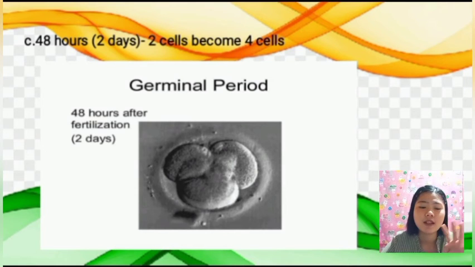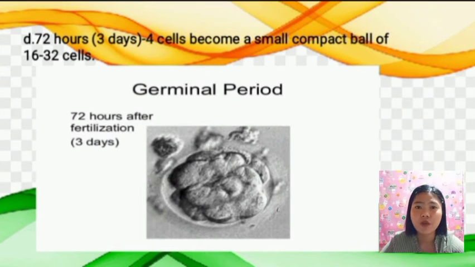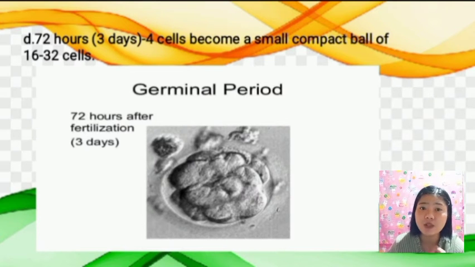In the next 2 days, or 48 hours after fertilization, the 2 cells become 4 cells. And in the next 72 hours, or 3 days, the 4 cells become a small compact ball of 16 to 32 cells. The cell mass has a dense structure that is closely packed or joined, as you can see in the image that is shown.